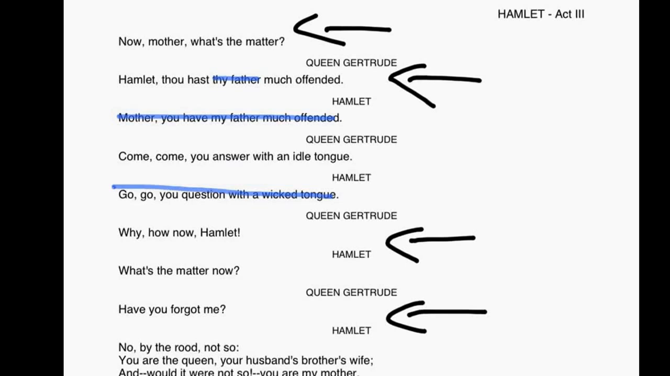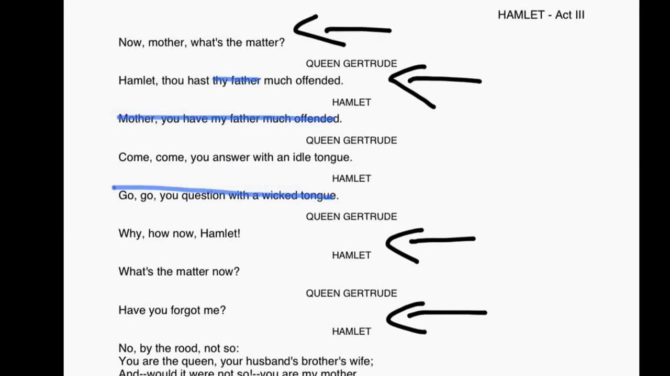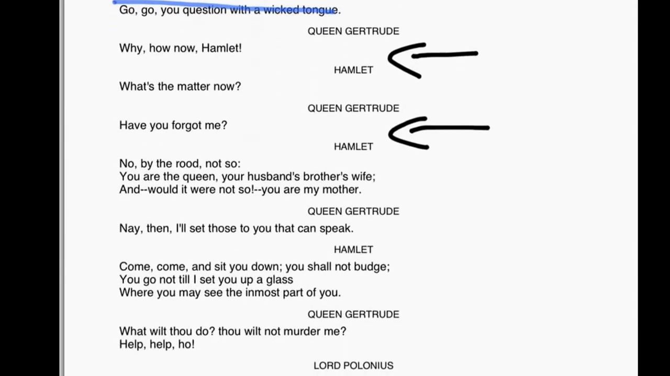And you can see, if you contrast the way that he's speaking to her in this scene to the way that he speaks to her the first time we meet her in procession with Claudius, where she asks him not to go to the university, we can see that it's quite a strong contrast.